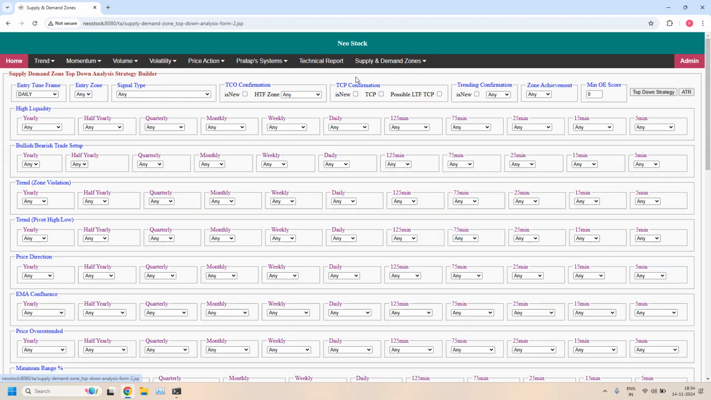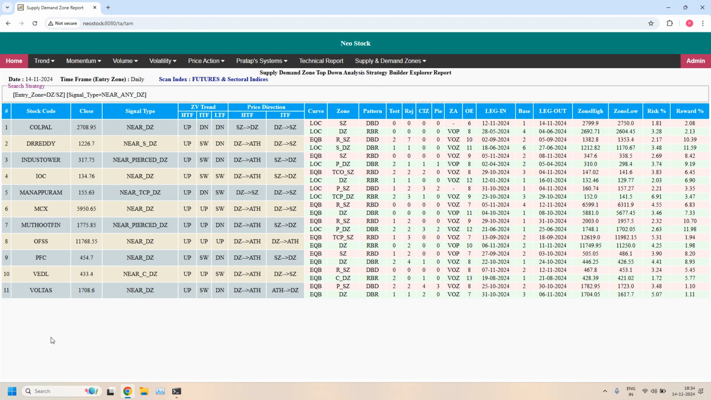Next, daily time frame. Entry time frame daily. Let us find the stocks near daily demand zone. We got 11 stocks. Let us identify high liquidity daily demand zones from this list. Dr. Reddy is having high liquidity daily demand zone. Next, Manapuram is having high liquidity daily demand zone. And VEDL is also having high liquidity daily demand zone. So we are having 3 high liquidity daily demand zones from this list.